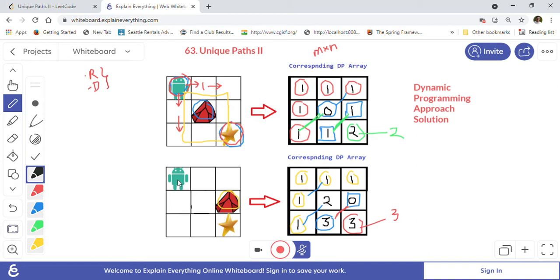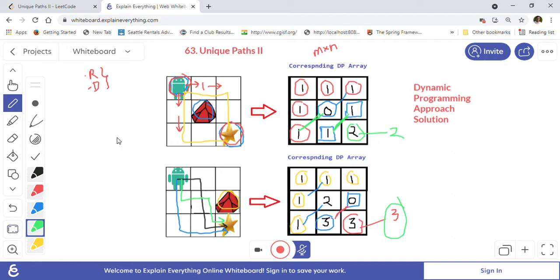The robot can start from here, go here, then go here. This is one path, right? Another path will be that the robot goes downward like this, and then goes to the right side. So this is another path too. And the third path will be that the robot starts from here, goes here, and from here comes downwards and then goes right. So these are the three unique paths that we have to return as the answer, right? This is how we gradually build the DP array, and then the last cell value we have to return as our answer.